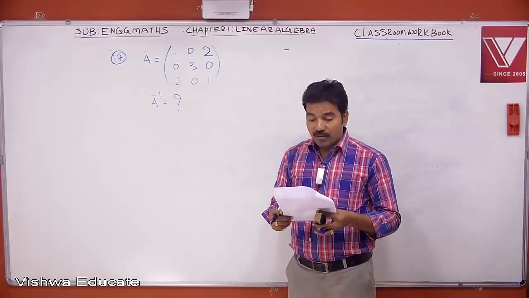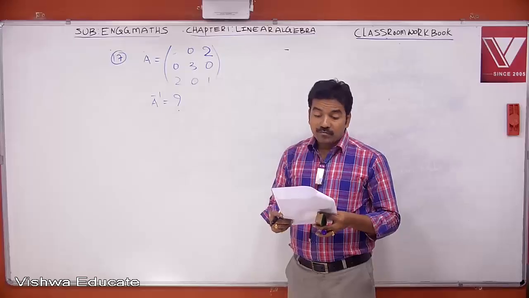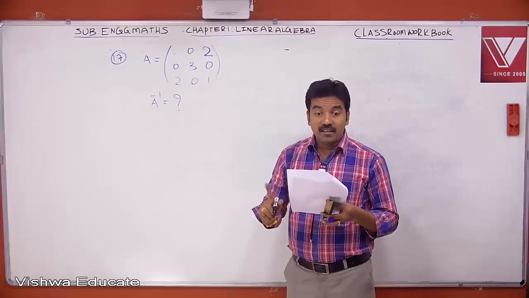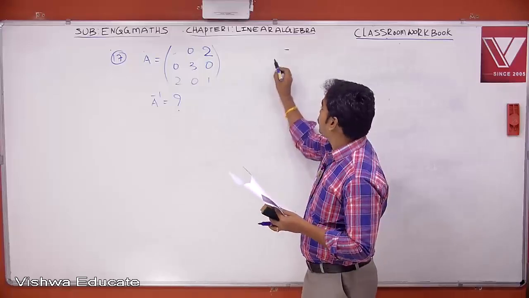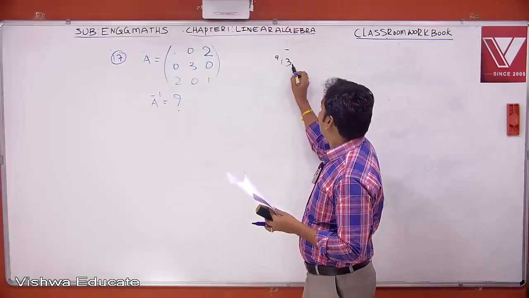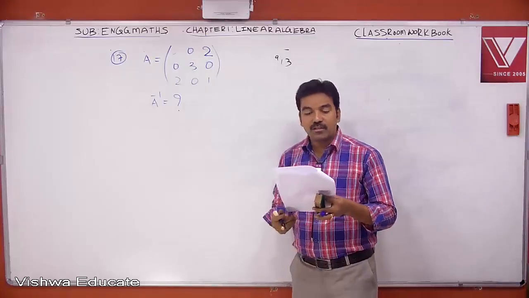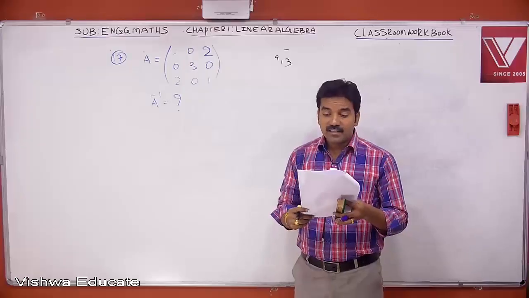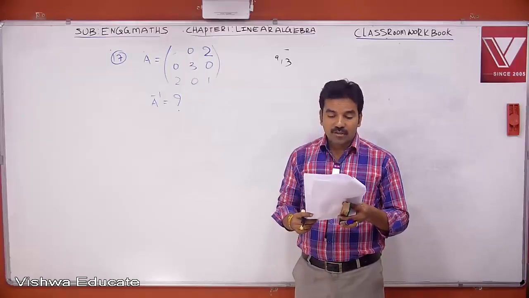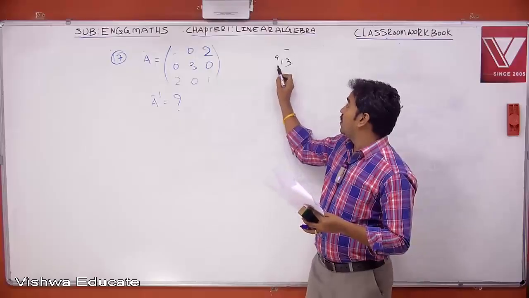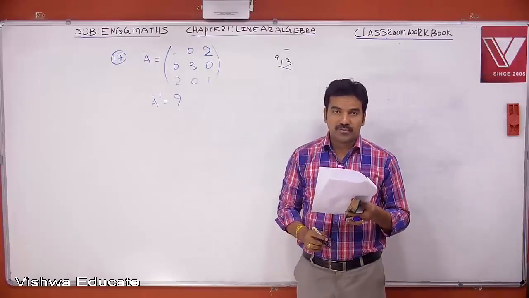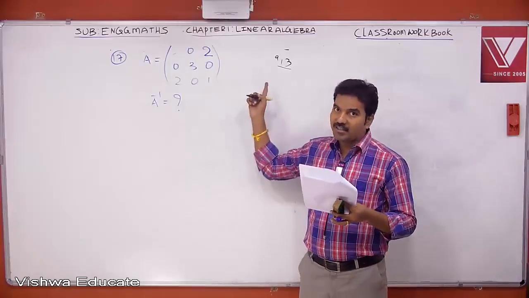Now let us go to the third element in the first row. I am concentrating on A13, the third element in the first row. In the first option, it is -2. In the second option, 2. In the third option, 1 by 2. In the fourth option, it is -1 by 2. Therefore, this element is different in all options. So, let us try to find this.